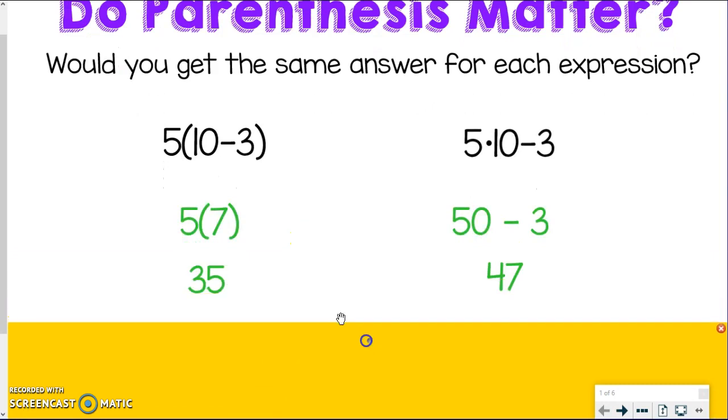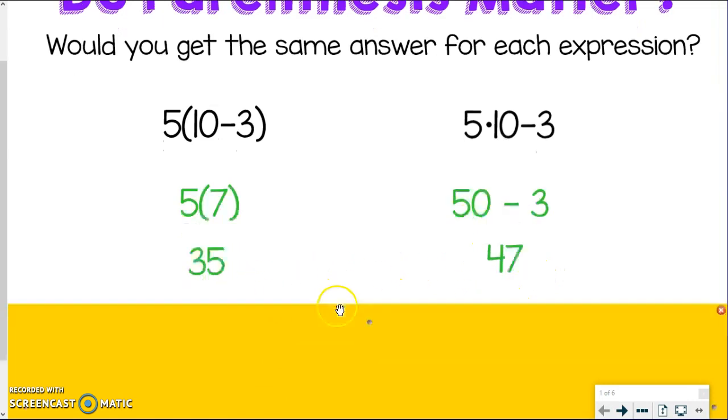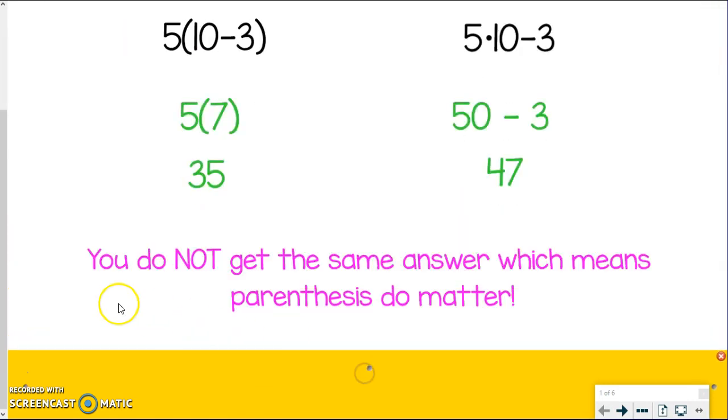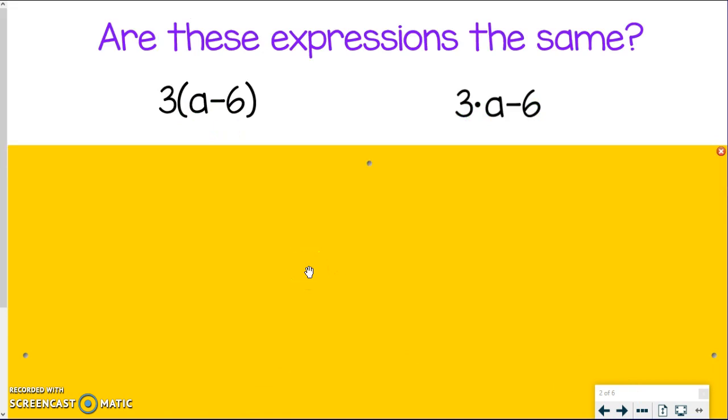And when we finish it out, we're doing 5 times 7 to get 35, versus this one, we're doing 50 minus 3 to get 47. So we get completely different answers. So because of that, since you did not get the same answer, that means parentheses do matter. So let's move forward to the next part. So this is in your notes, so make sure you're getting things written down with me.